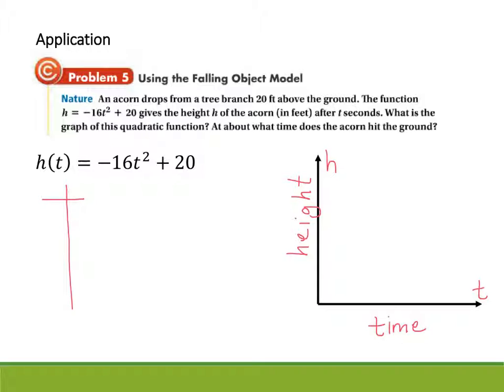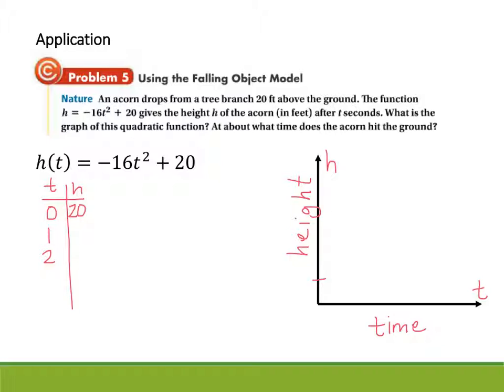Again, I will be able to pick t values. Now, in this case, my domain, my t values, are always going to be positive. So I'm going to choose 0 seconds, 1 second, 2 seconds. And then I'm going to figure out my corresponding values of h. So if I put in a 0, I would have -16 times 0 squared plus 20. Well, since 0 squared is 0 and -16 times 0 is 0, the height at 0 seconds would be 20. That's the maximum height of the acorn, which makes sense because the acorn is dropping from a tree branch 20 feet above the ground.